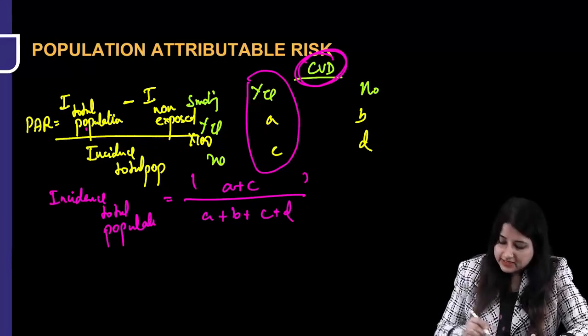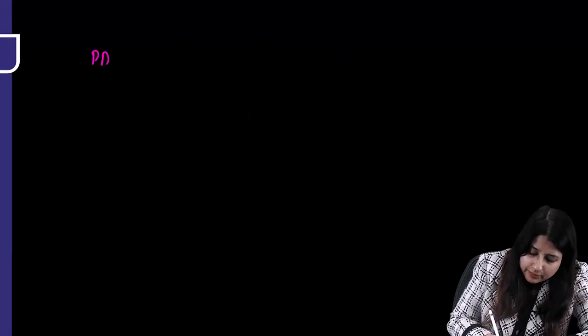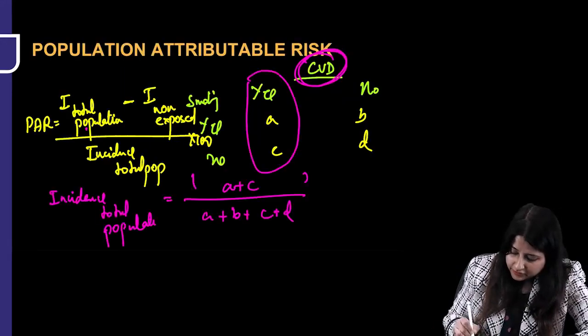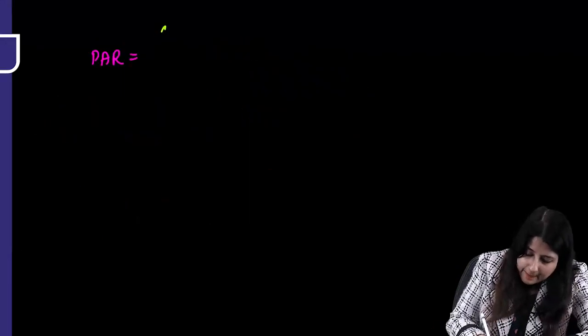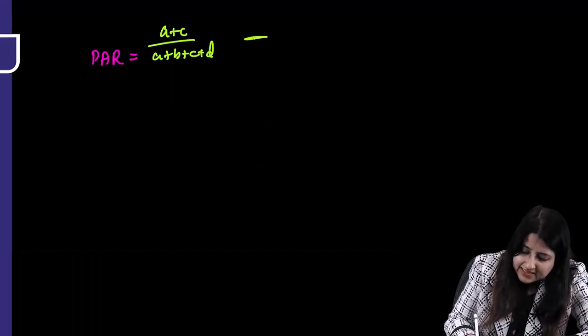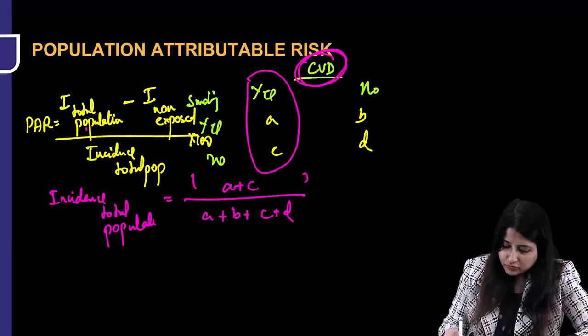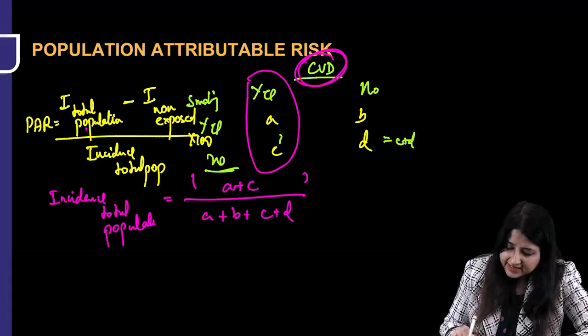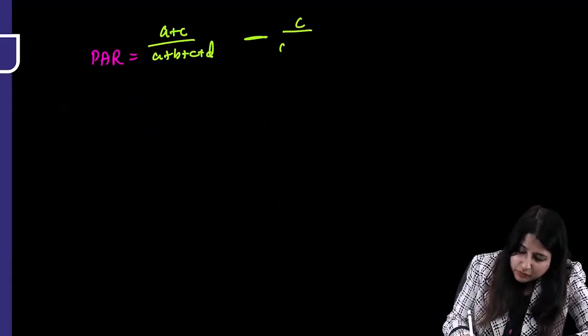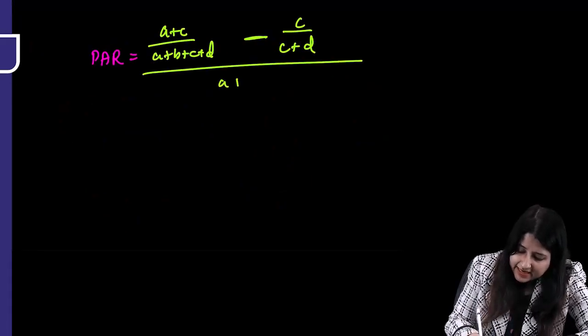Incidence among total population. So PAR would be incidence among total population, which is A plus C by A plus B plus C plus D, minus incidence among non-exposed. So not smoking, total C plus D, out of them CVD in C. So minus C upon C plus D, divided by A plus C by A plus B plus C plus D.